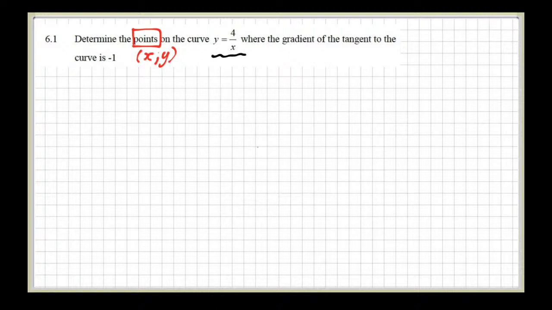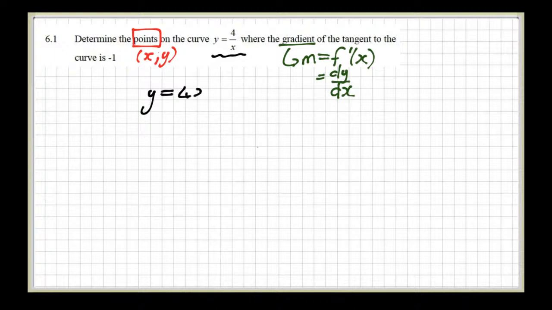So they are telling me that the gradient of the graph, or the gradient of the tangent, is a specific value. So when I hear gradient, I think of derivatives, or dy over dx. That means for my curve y equal to 4 over x, I've got to derive that function. But before I can actually derive it, I need to handle that over x. So I'm going to take it to the top and make it 4x to the -1. Now I'm ready to derive it. So I'm going to derive that, dy over dx, and if I derive it, it gives me -4x to the -2.